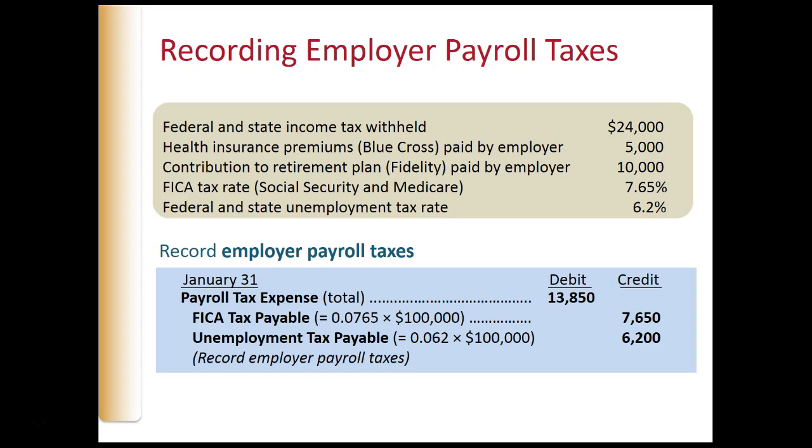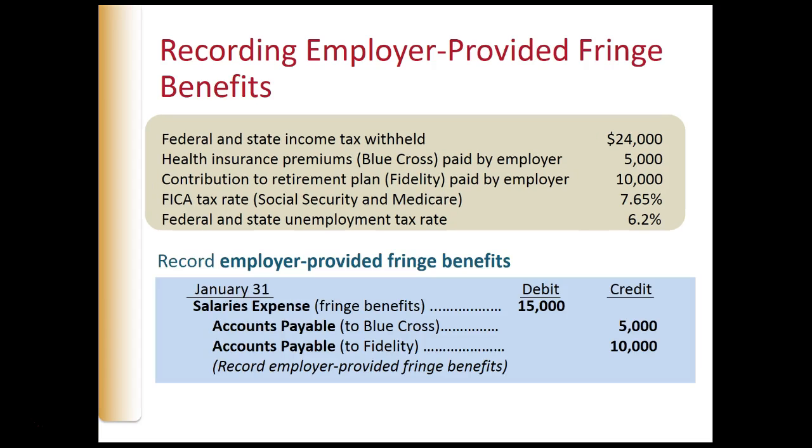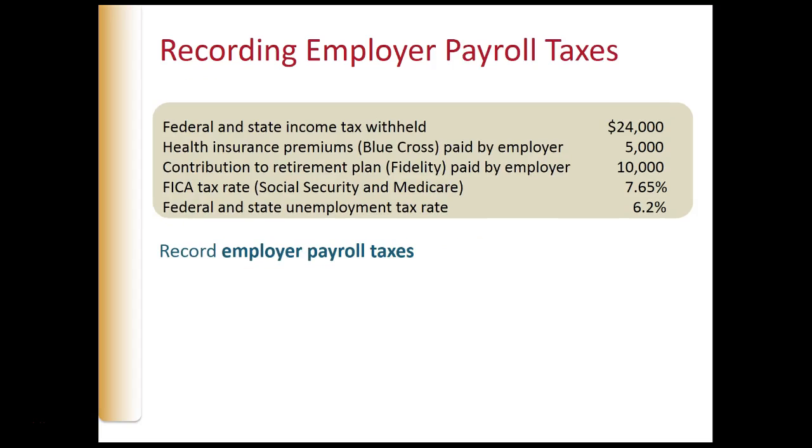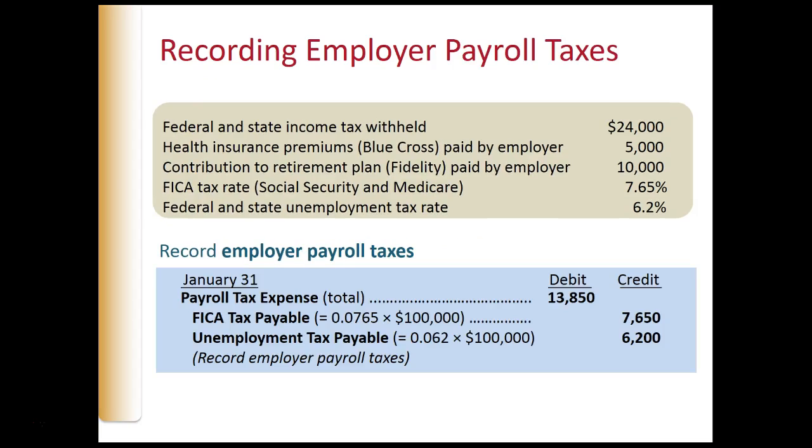So as you see, the company incurred an additional $28,000 in expenses, the $15,000 for fringe benefits shown here, plus the $13,850 for employer payroll taxes beyond just the $100,000 salary expense. Also note that the FICA tax payable in the employee withholding is the same amount recorded for the employer payroll tax. That's because the employee pays 7.65% and the employer matches that amount with an additional 7.65%.